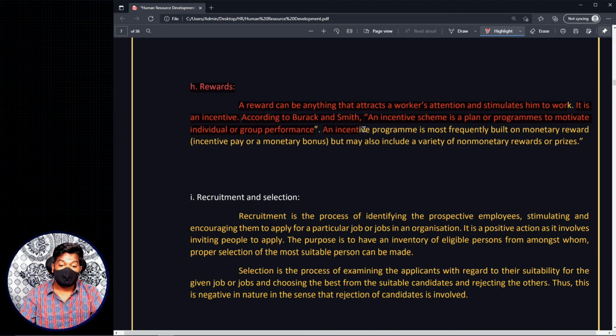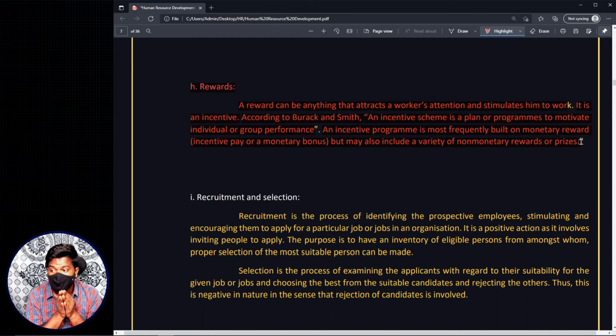An incentive scheme is a plan or a program to motivate individual or group performance. An incentive program is most frequently built on monetary reward, that is incentive pay or monetary bonus, but may also include a variety of non-monetary rewards or prizes. This is general theory relating to rewards that you don't even need to remember. This is just to give you a basic idea. The only thing that you have to remember is that reward is one strong thing which organizations can use in order to motivate and develop their human resource.